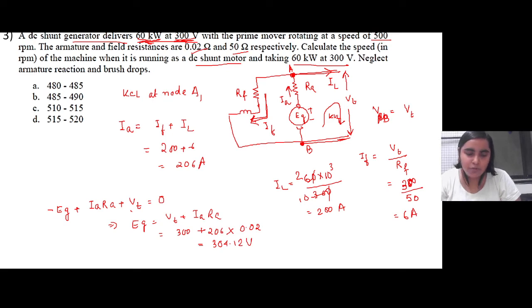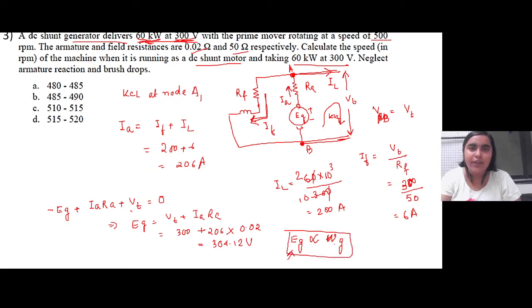This is 30.12 volt. Now in the previous question we have seen that the generated EMF is proportional to some constant times the speed or the RPM. Here omega is given in the question. We can find omega from the 500 RPM speed that is mentioned here, right? So let this be omega g. This is one of the equations, and we have EG here.